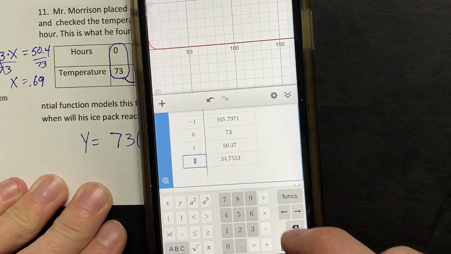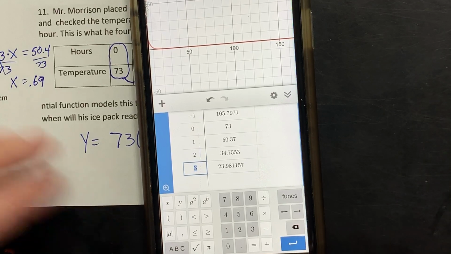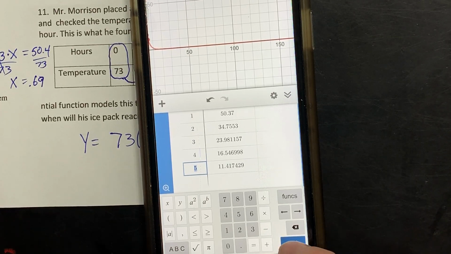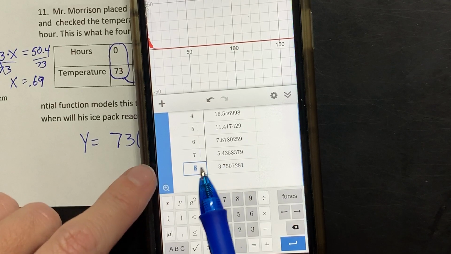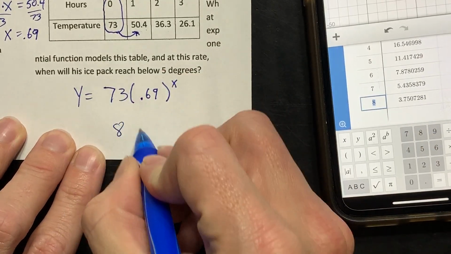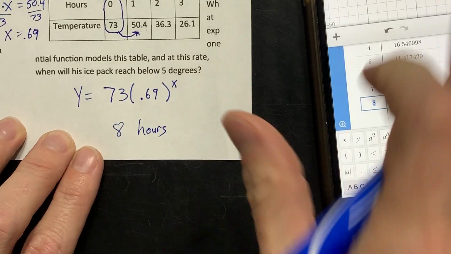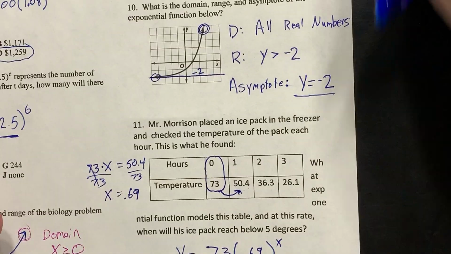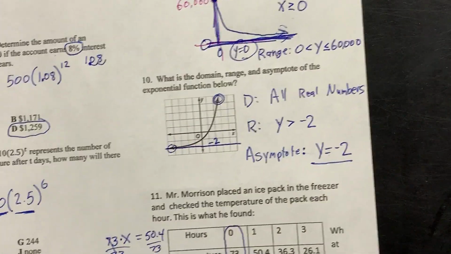If I go back and look at this equation and I keep going down, it is approaching 5 degrees. And it looks like at 8 hours, it's going to reach below 5 degrees. So 8 hours. That is all the exponential function questions there.